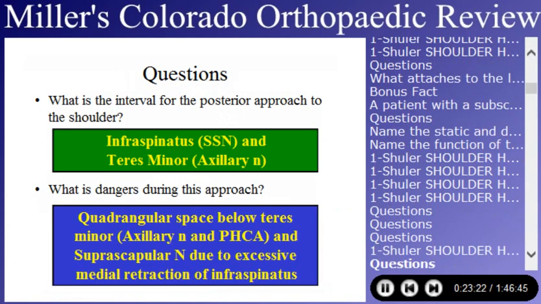We'll go over some test questions on that. Interval for posterior approach to the shoulder is infraspinatus, teres minor. Why is that important? It's important because you do not want to carry your dissection below the teres minor, because then you hit the quadrangular space, which contains your axillary nerve and posterior humeral circumflex artery. You also do not want to put excessive traction on the infraspinatus because you can damage the suprascapular nerve.